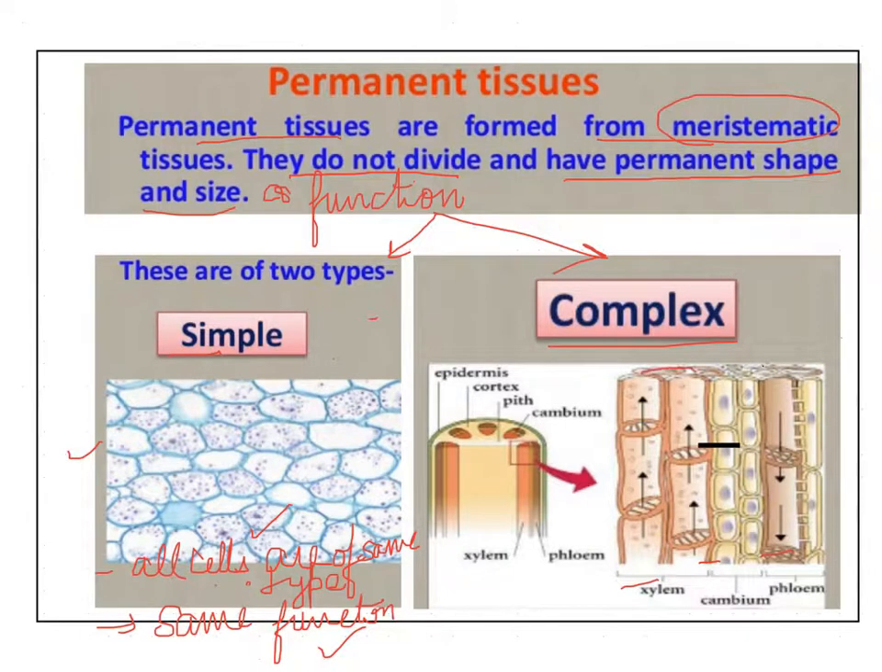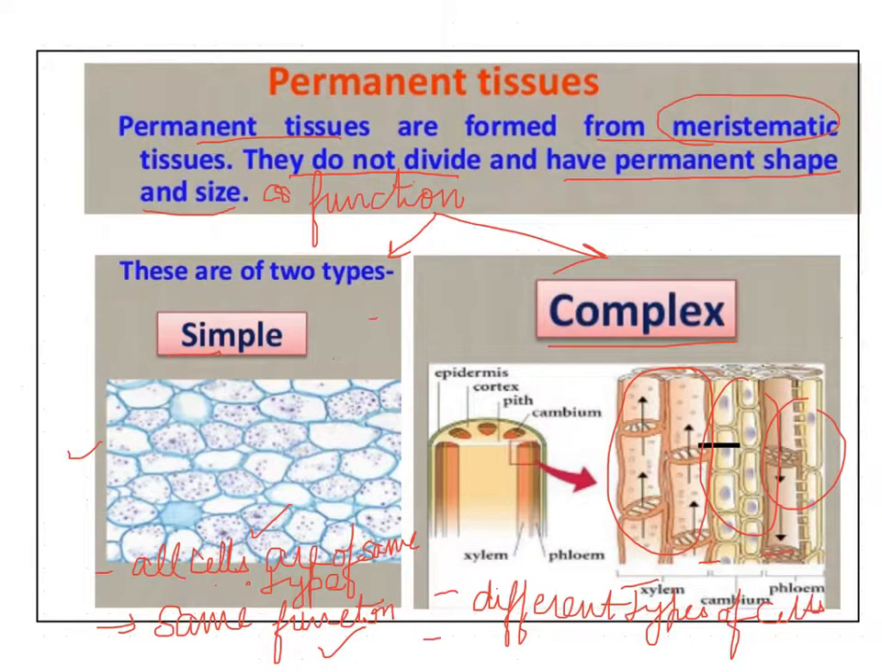Now just look at the complex tissue. You can see this xylem is different, then you have a cambium, then you have phloem. So all cells are different. Complex tissue is made up of different types of cells, and all cells have different functions. सभी cells का जो different types है उन सबका अलग-अलग function होता है.